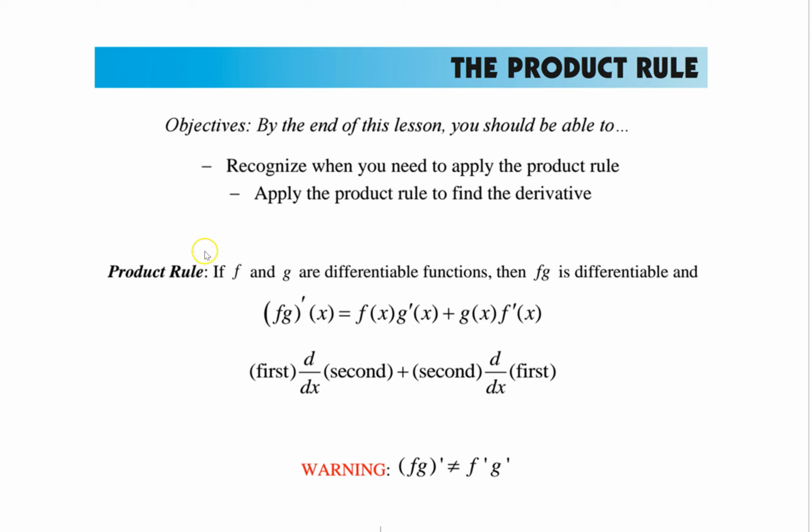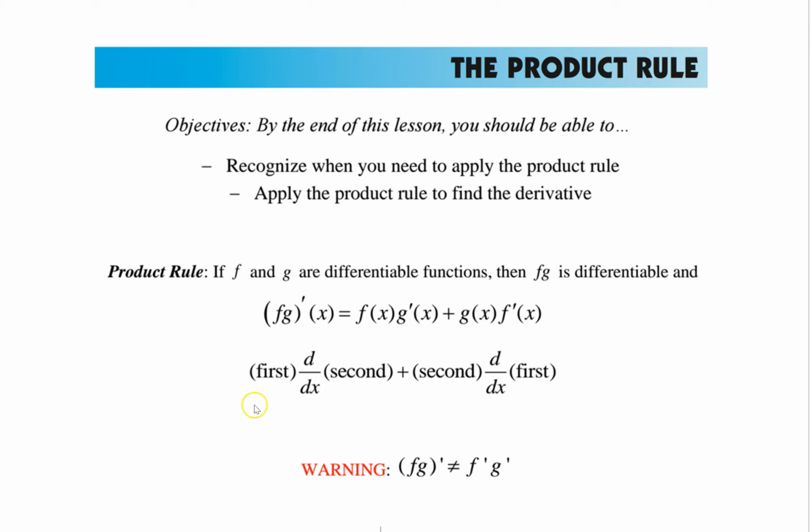Well, product rule. If f and g are differentiable functions, which is the key thing they have to be, we'll talk more about that in a second, then f times g prime equals f, notice that f is left alone, times g prime, plus g times f prime. In general, I always like to say these things in words. It's the first one times the derivative of the second plus the second times the derivative of the first.